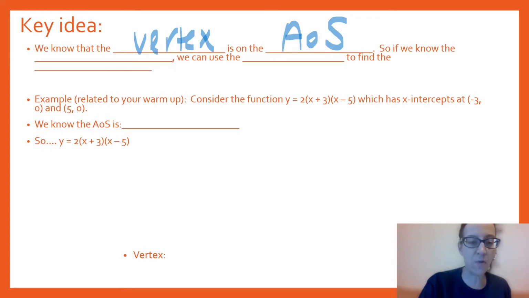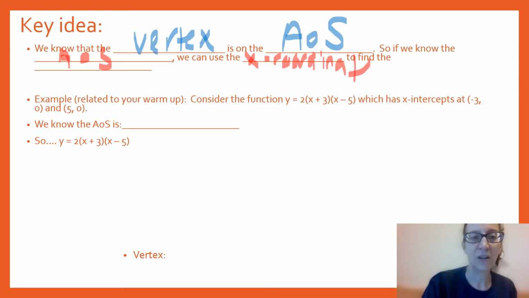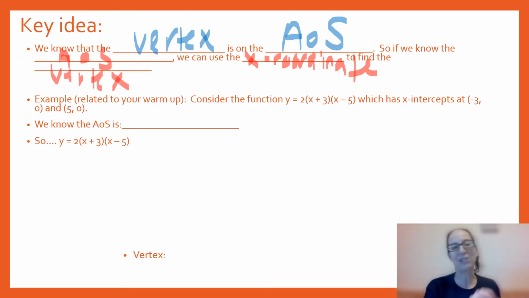So if we know the axis of symmetry, we can use the x coordinate to find the vertex. Let me read that sentence out loud because that's awful. And if you're watching this on mute, shame. I don't blame you if you're not wanting to listen to me. It's just, you probably need to hear what's happening. So it says, we know that the vertex is on the axis of symmetry. So if we know the axis of symmetry, we can use the x coordinate to find the vertex.